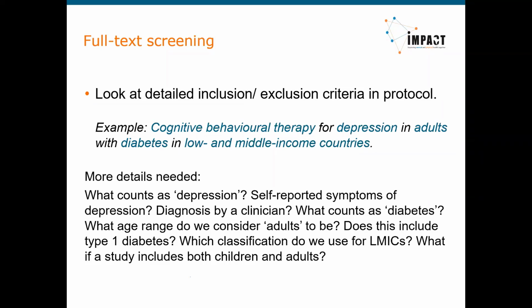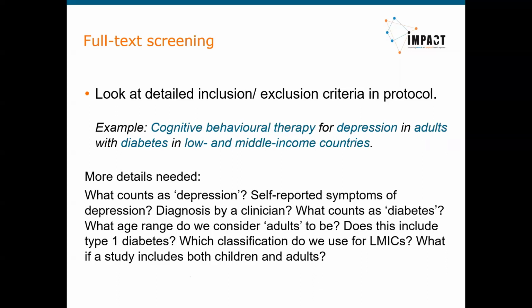Also, what counts as depression? Does it count if people report symptoms of depression themselves, or do you want a clinical diagnosis? Adults, is that from 18 or 16? Hopefully that will be in your protocol as well. What does diabetes mean? Is that type 2 diabetes, or is type 1 included as well? And what are lower middle income countries? What sort of classification do you use to know whether something is a high income or lower middle income country?